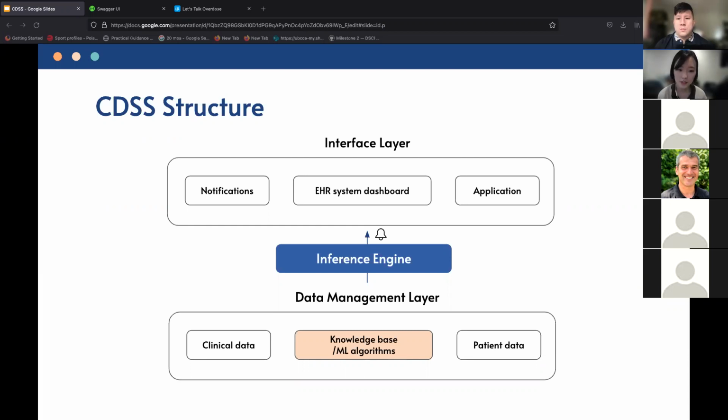The inference engine takes this decision-making process and applies it to the patient's data to come up with an individualized output. This output is then presented to the end user or clinician with the interface layer, which is the way users can interact with the system by entering patient data and using the output's information to make the final decision. As previously mentioned, these outputs can be in the form of diagnosis, alerts, reminders, or guidelines.